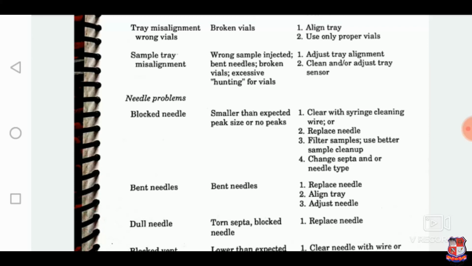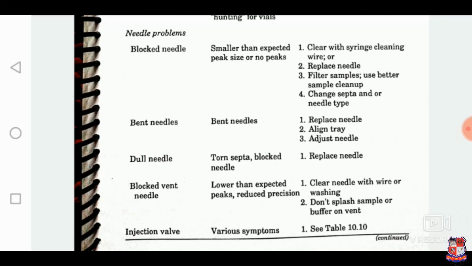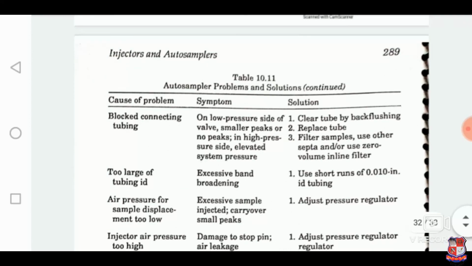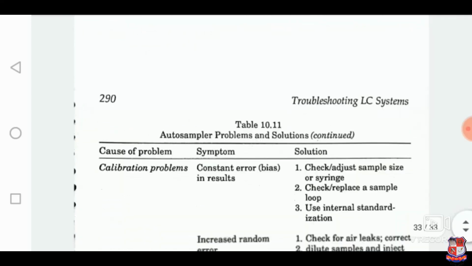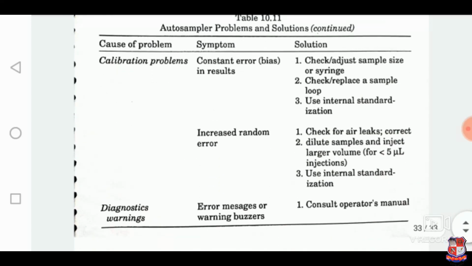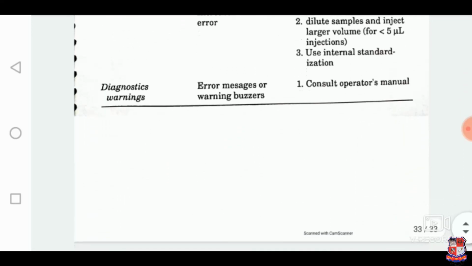Filter samples, use better sample cleanup, change the septum. The autosampler vial has a cap, and in that cap we have what we call a septum. Bent needles: replace needles. These are the possible causes and solutions. Syringe problems are also there. Calibration problems are also observed in autosamplers. Diagnostic warning. Thank you. This is the end of the lecture.